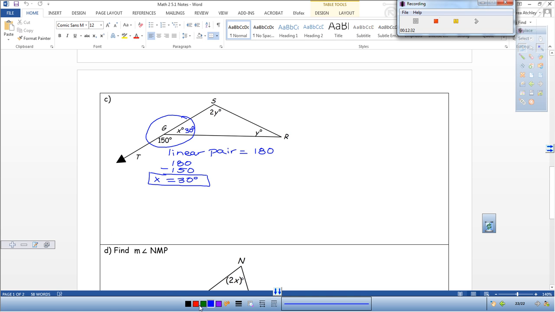How can I write an equation with y? Very good. These are all the interior angles of a triangle. So to find the y, I'm going to use the sum of the interior angles of a triangle equals 180 degrees.